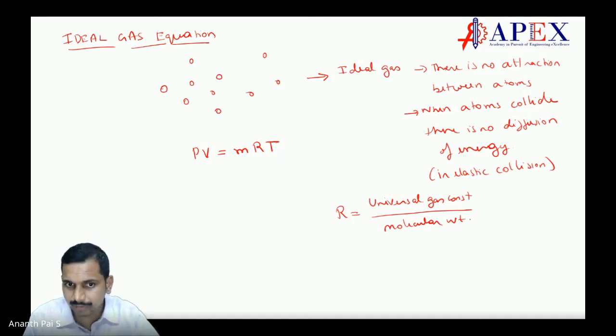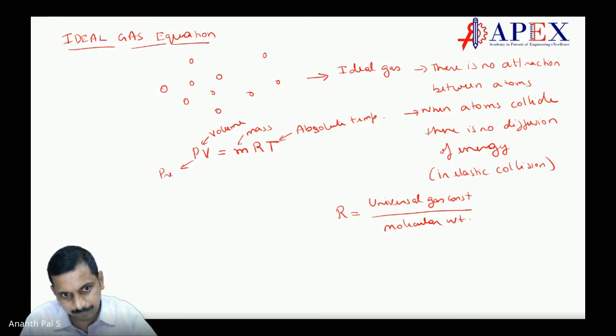So if I do that, this m is mass, this is volume. We will go much deeper into this later on. This is absolute temperature, very important. P is pressure. Also we can say Pv is equal to RT, where small v is specific volume.